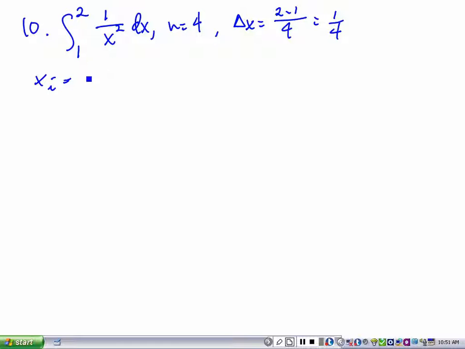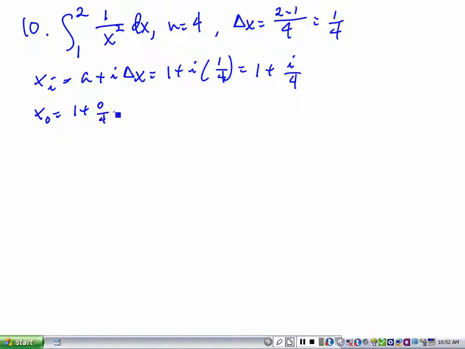We also need the x values on our rectangles. So we use the right-hand rule always, the right endpoints. This is a plus i times delta x. Well, a is 1 plus i times delta x, which is 1/4. So we get 1 plus i all over 4. So x naught is equal to a, which is 1, plus 0 over 4. We get 1. x of 1 is 1 plus 1/4, so that gives us 5/4.